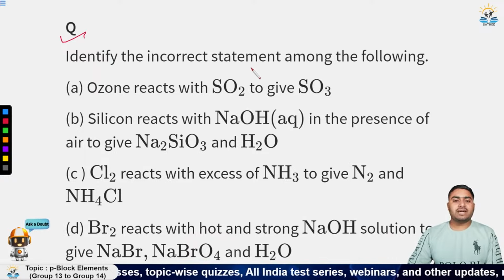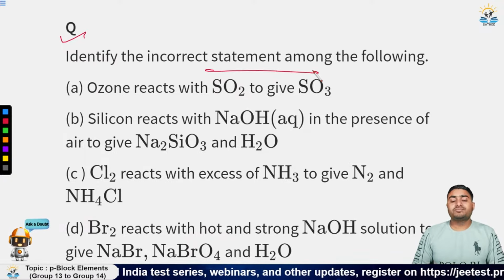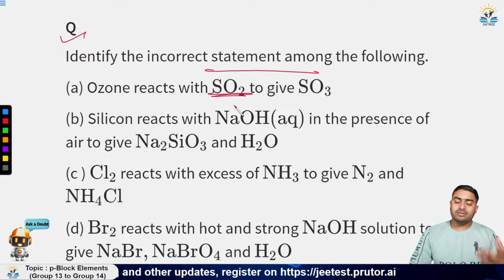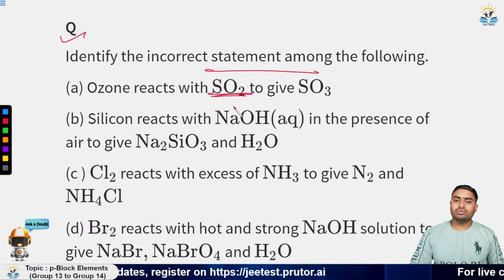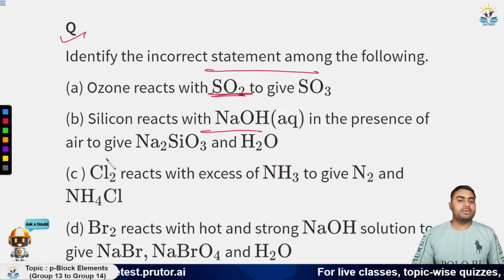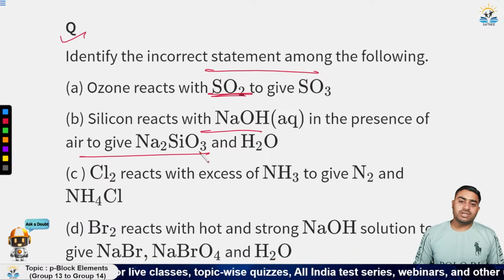Next, identify the incorrect statement among the following. Ozone reacts with SO2, sulfur dioxide, to give SO3. Is it true? Silicon reacts with NaOH, sodium hydroxide, in the presence of air to give Na2SiO3 and H2O. Cl2 reacts with excess of ammonia to give N2 and NH4Cl. Is it true?